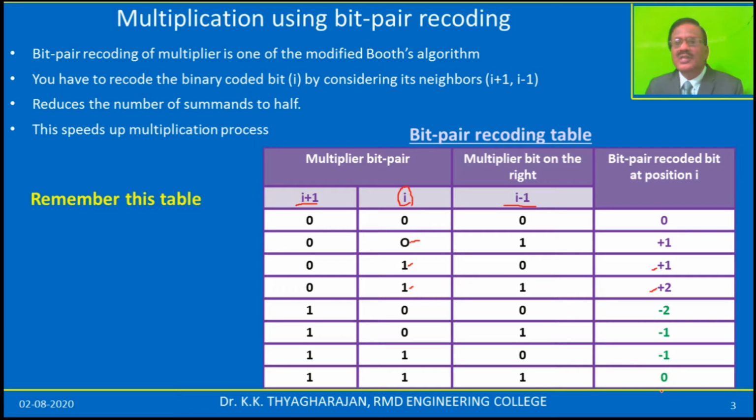1, 1, 1 is 0. Now, if you see this table, the upper half is 0, plus 1, plus 1, plus 2. And if you see the lower half, it is the mirror image of this one, but instead of plus, you have to put minus. So this also you can easily remember. That means the first one is 0, then plus 1, plus 1, plus 2. Then the lower half will have minus 2, minus 1, minus 1, 0. So you have to remember this table if you want to recode any bit in the multiplier.